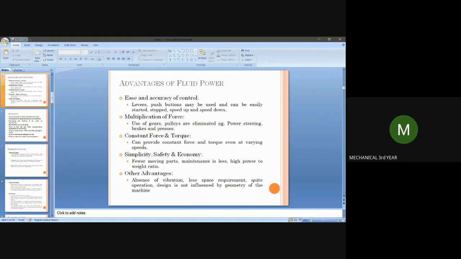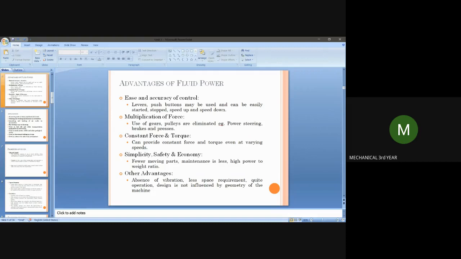Levers and push buttons may be used and can be easily started, stopped, speeded up, and speeded down. Its speed can either be increased or decreased according to the operator's usage. The next thing is multiplication of forces. Multiplication of forces has also become easy when compared to conventional methods. In the conventional method, we use gears, pulleys and all those things, which are eliminated when you go for a hydraulic or pneumatic system.